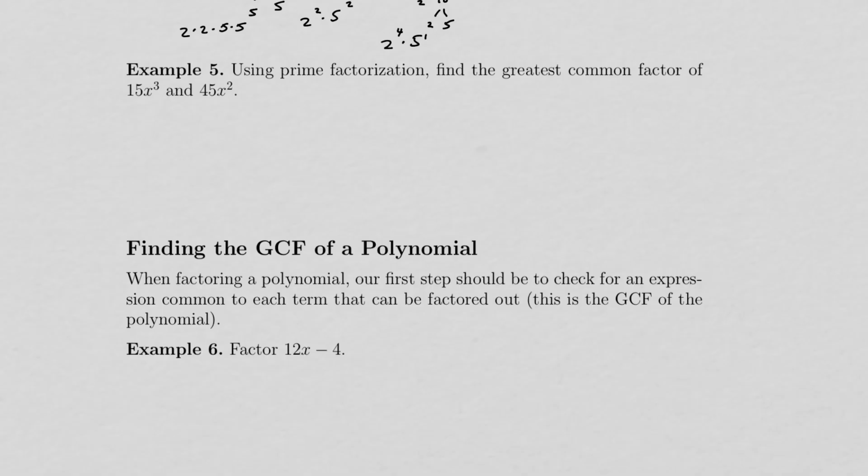So let's do the tree again on the 15. Well, 2 doesn't work, so I try 3, the next prime number. It goes in 5 times, and I can stop. 3 times 5. But remember what x cubed means. X cubed means x times x times x. So I can write this as 3 to the 1 times 5 to the 1 times x to the 3rd.